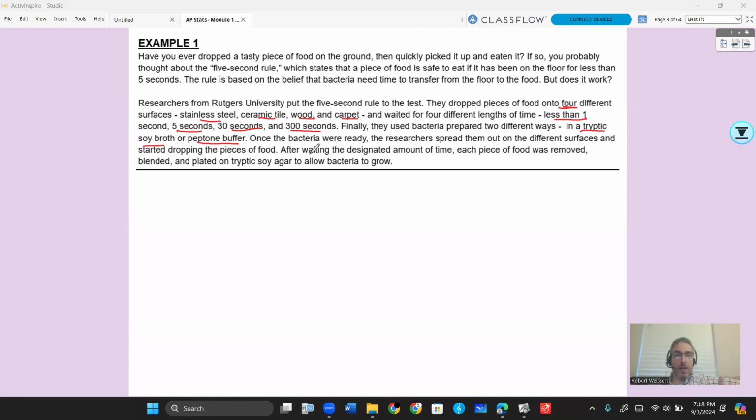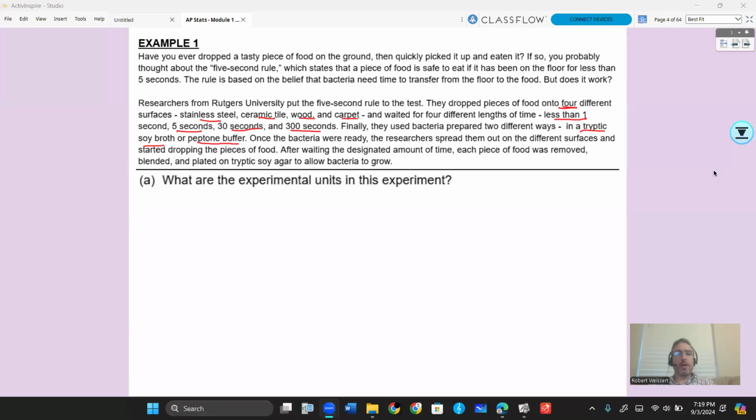Once the bacteria were ready, the researchers spread them out on different surfaces and started dropping the pieces of food. After waiting the designated amount of time, each piece of food was removed, blended, and plated on tryptic soy agar to allow bacteria to grow. So we try to put it all to the test to see what kind of treatments I could apply and make those comparisons and see if that 5-second rule actually works. So let's look at how to set up and identify all those treatments, explanatory variables, response variables, etc.